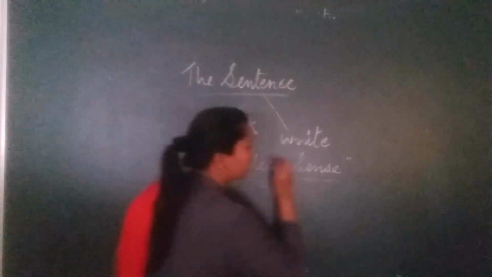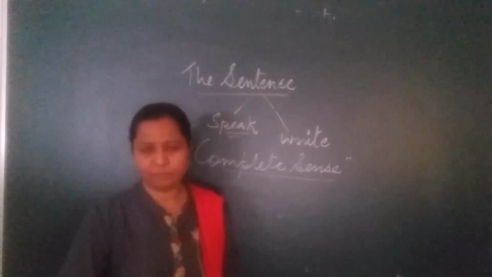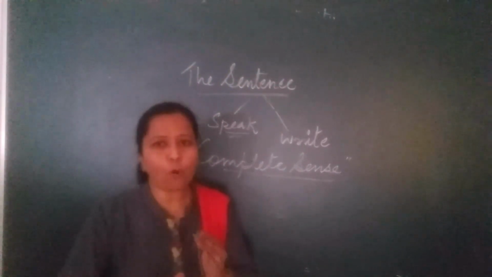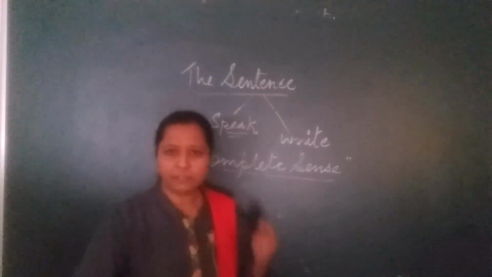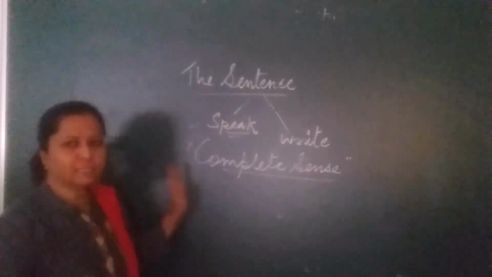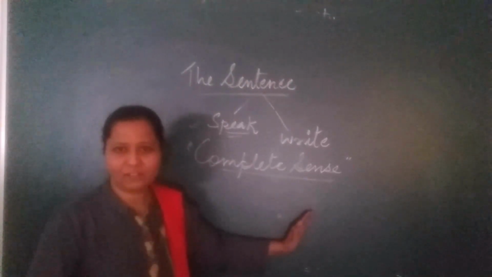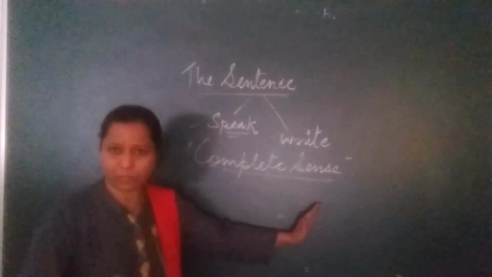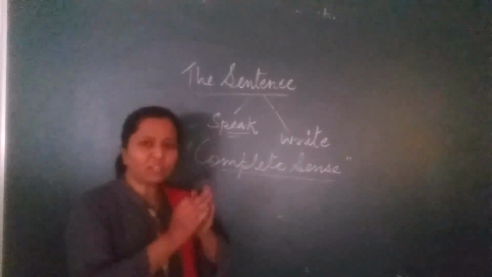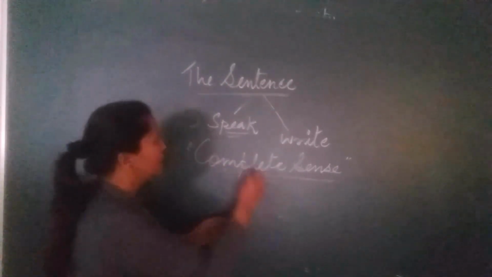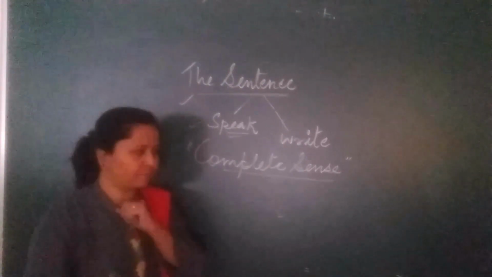When I say a complete sense, it means it has a meaning to it. It is not half spoken. It is not half written. So the definition of a sentence is a group of words which make a complete sense, which has a complete meaning to it. Now, to make it more clear, the definition of a sentence, I'll give you one example.